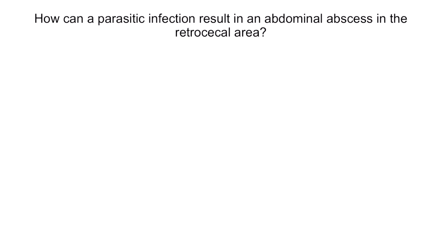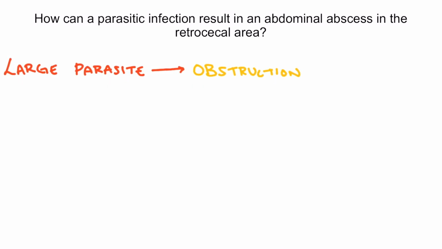How can a parasitic infection result in an abdominal abscess in the retrocecal area? As discussed on the previous slide, the most common site of appendicitis is retrocecal, so this question is simply asking how a parasite can lead to an abscess in the setting of appendicitis. Let's not confuse this with pseudoappendicitis, which we'll discuss later. A parasite can become so large that the worm itself is the cause of obstruction. The pathophysiology is then similar to the process of a fecalith causing an obstruction.